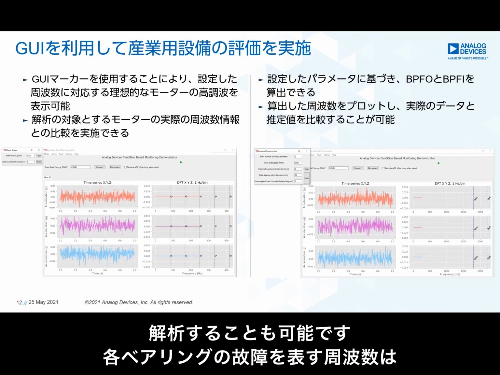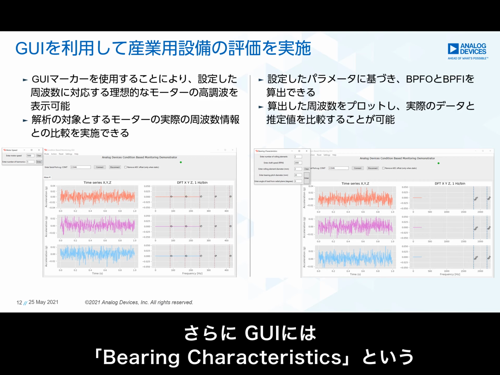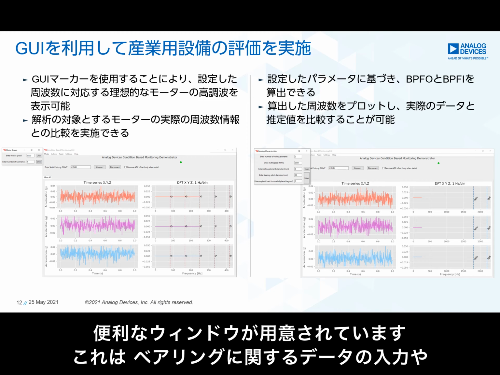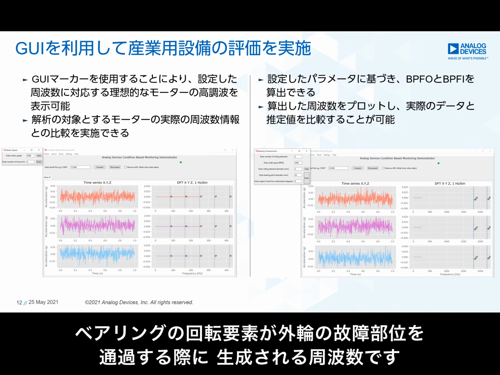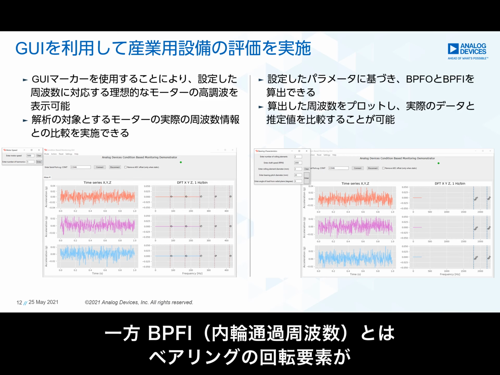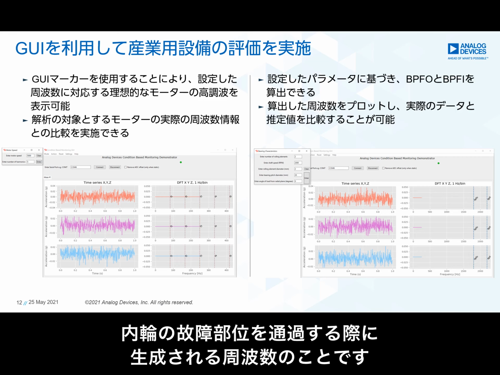Because of the physics of bearing design, each bearing's defect frequencies can be computed based on the bearing geometries, the speed of rotation, and the defect type. The Voyager GUI includes a useful bearing characteristics window which can be used to input bearing data and display both BPFO and BPFI. The BPFO is a frequency generated when a rolling bearing element passes a defect on the bearing outer ring. The BPFI is the frequency generated when a rolling element passes a defect on the bearing inner ring.